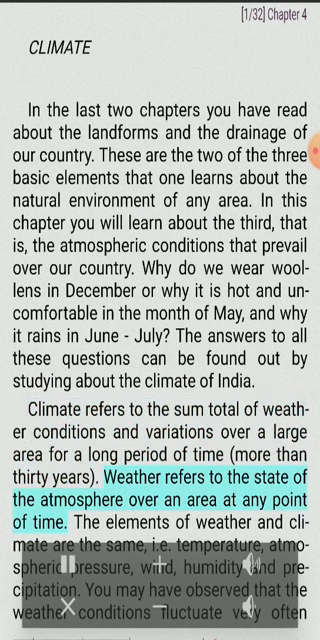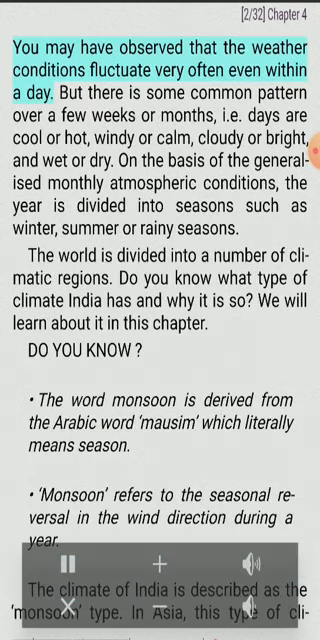Weather refers to the state of the atmosphere over an area at any point of time. The elements of weather and climate are the same, i.e., temperature, atmospheric pressure, wind, humidity and precipitation. You may have observed that the weather conditions fluctuate very often even within a day. But there is some common pattern over a few weeks or months, i.e., days are cool or hot, windy or calm, cloudy or bright, and wet or dry.